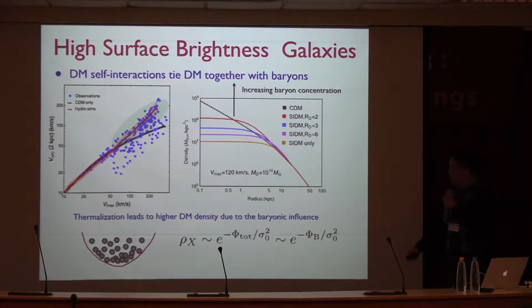Now, those are the galaxies that need large density cores. But to address the full diversity, you also need to explain those galaxies.